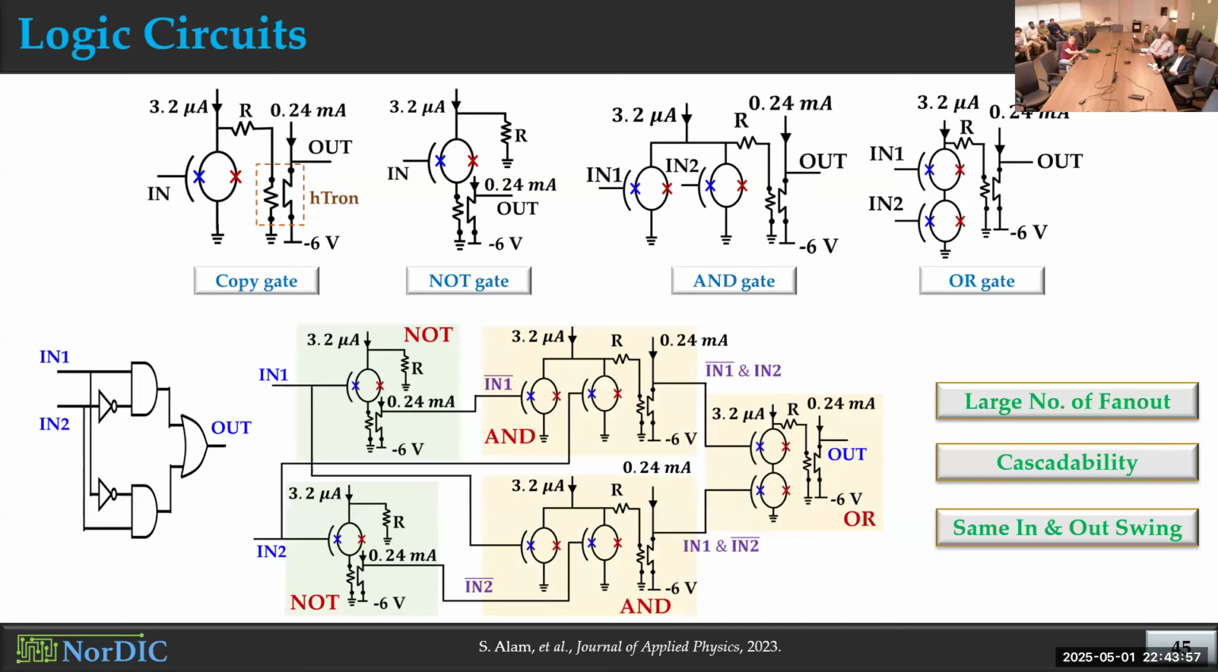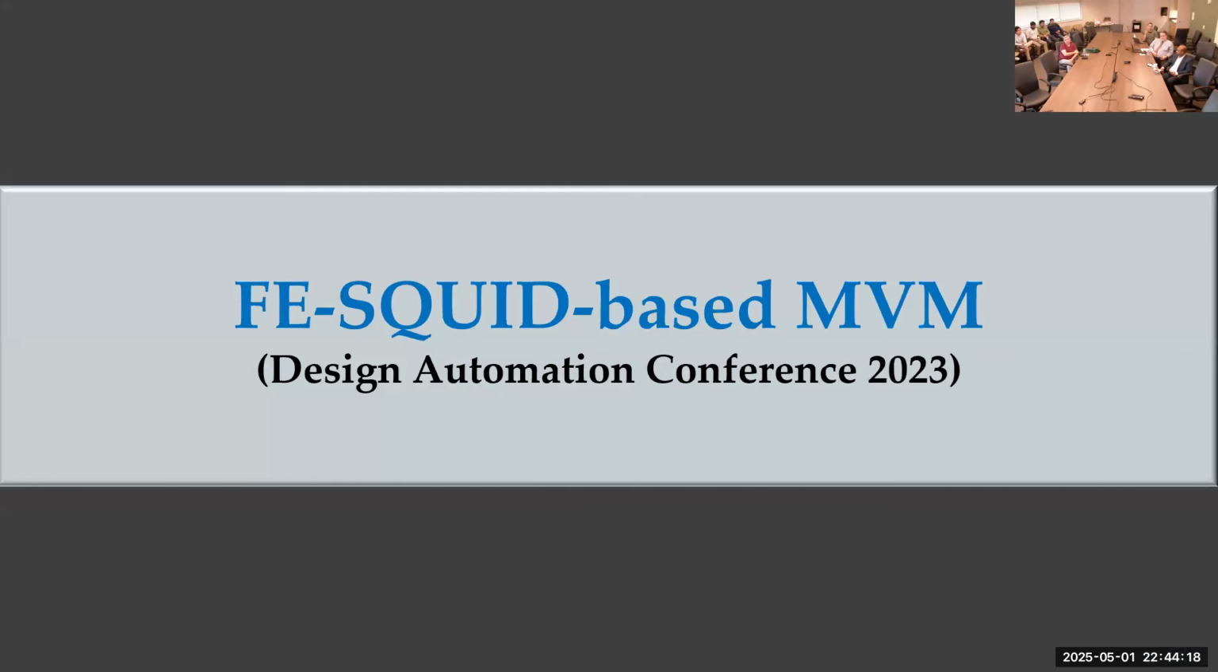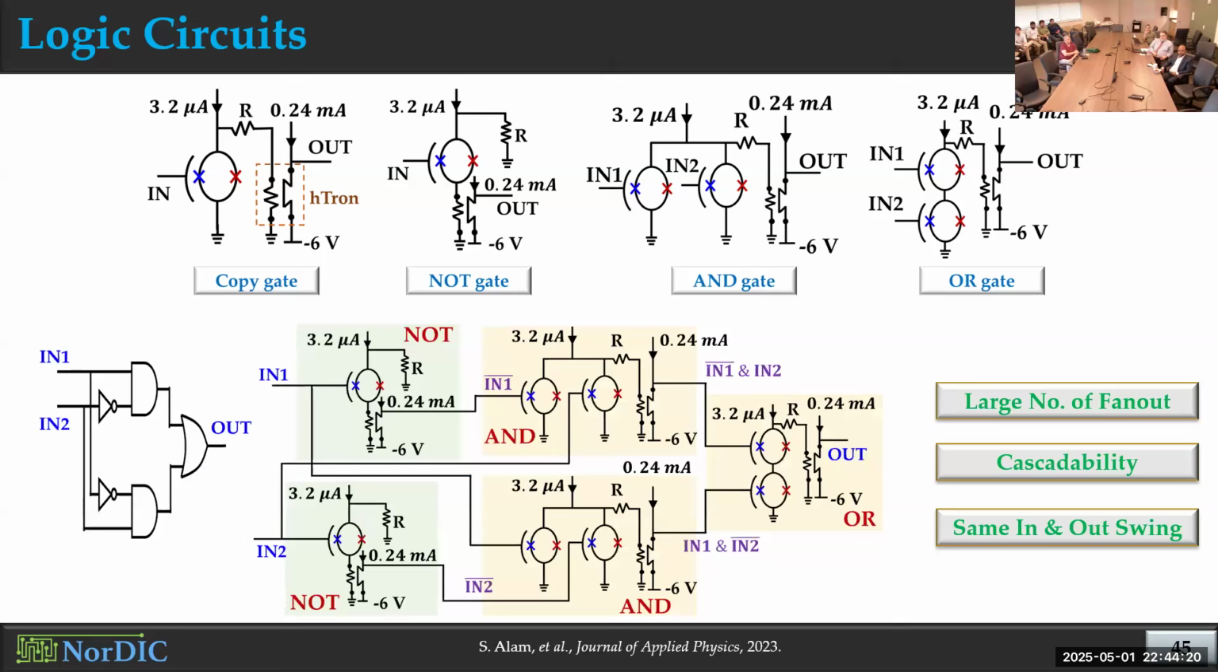So to show this fan out and cascadability feature, we use this basic logic gate to simulate this XOR functionality. Again, here you can see we are having higher fan out and higher cascadability. So we verified the functionality of these logic gates and this XOR functionality in simulation using those complex models again, which are calibrated with experimental data.